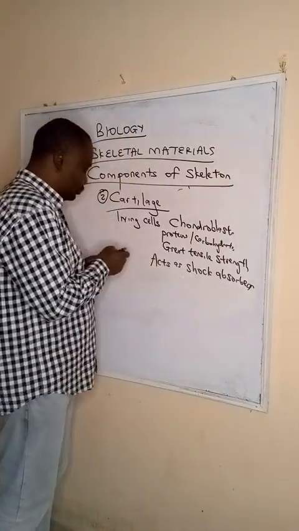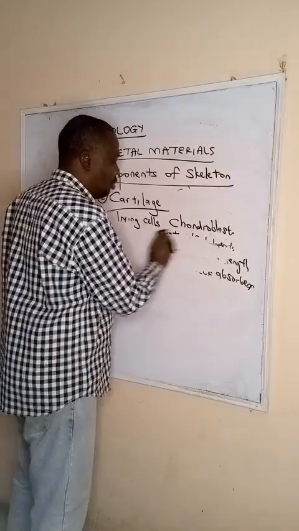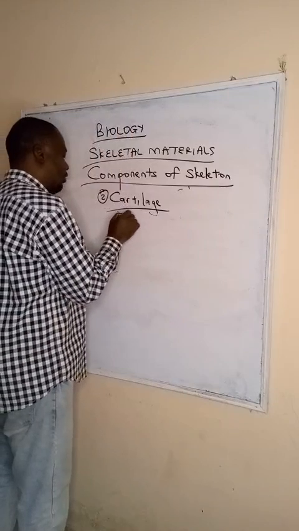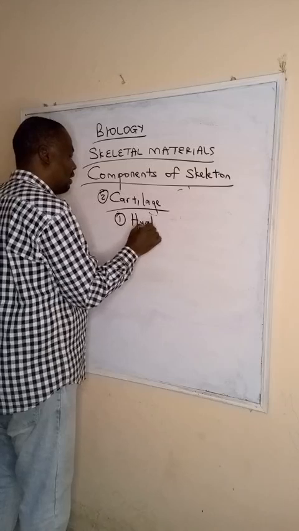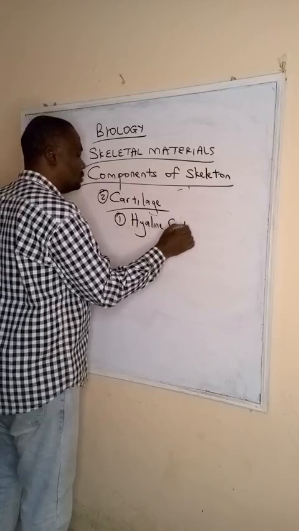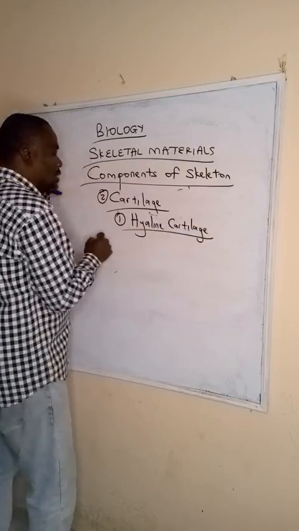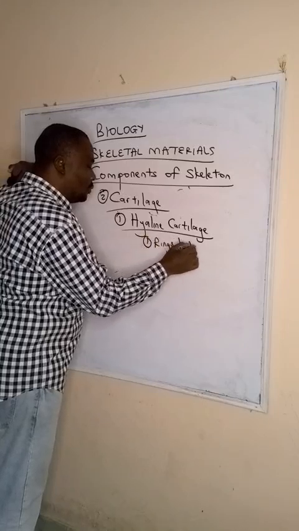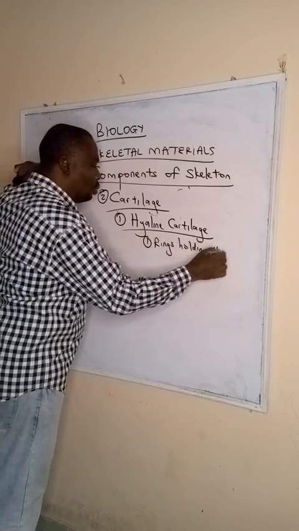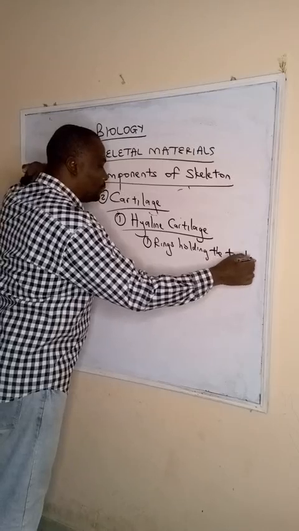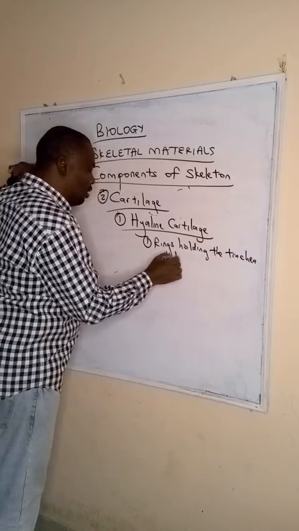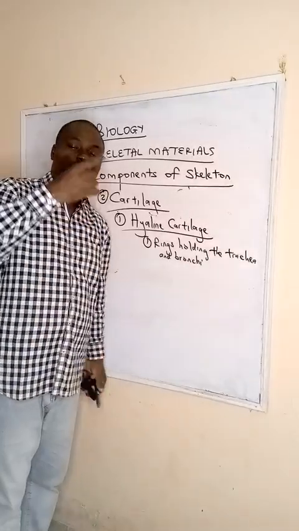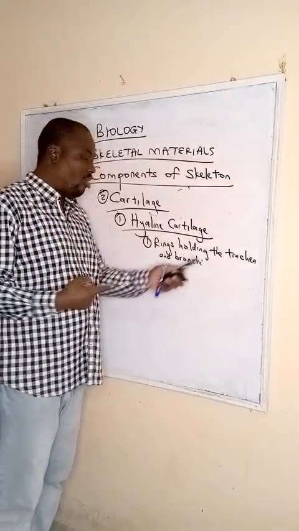Now cartilage has three types. Number one, we have the hyaline cartilage. Hyaline cartilage is found in the rings holding the trachea and bronchi open. The trachea and bronchi are the air passageways where air passes through to the lungs.